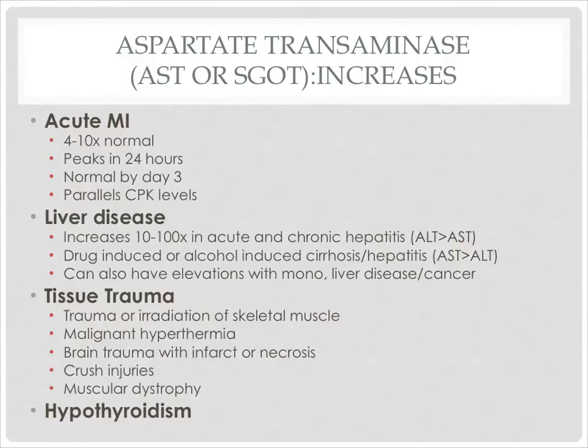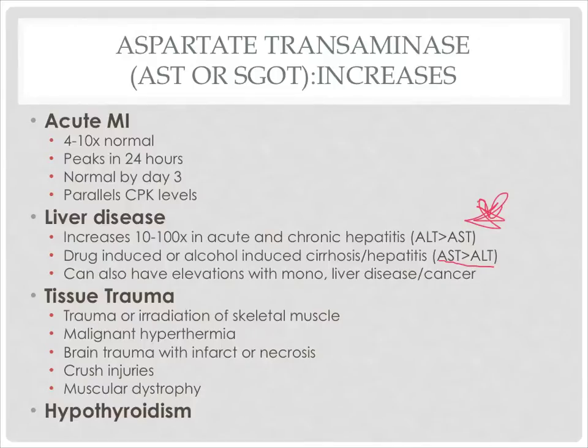It's seen in liver disease anywhere from 10 to 100 times that of the normal value in patients with acute or chronic hepatitis. Now, an important fact here to know is that the ALT will be greater than the AST in that situation. So I just kind of want to star that. Make that part of your attention there. That's important to know. In addition, in drug-induced or alcohol-induced cirrhosis or hepatitis, the AST will be greater than that of the ALT. That, too, is also important to know.